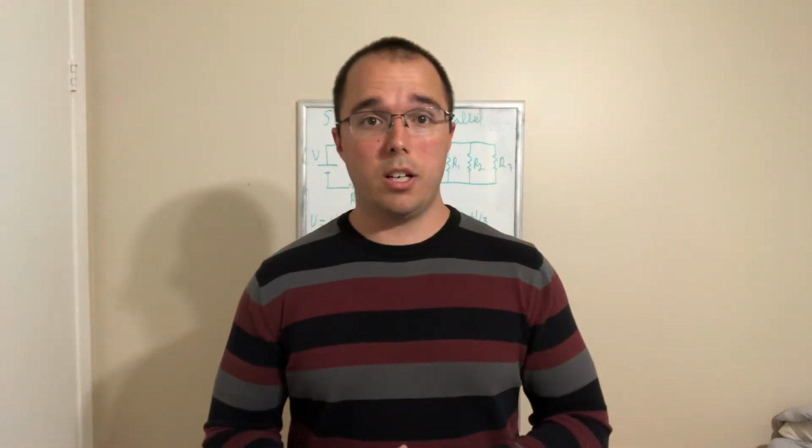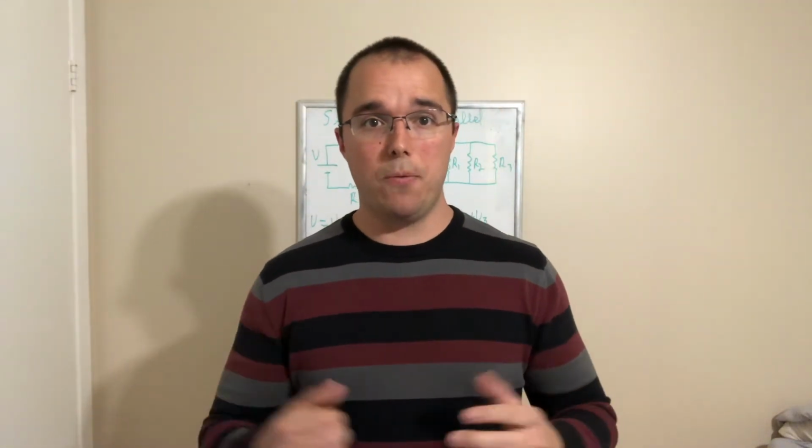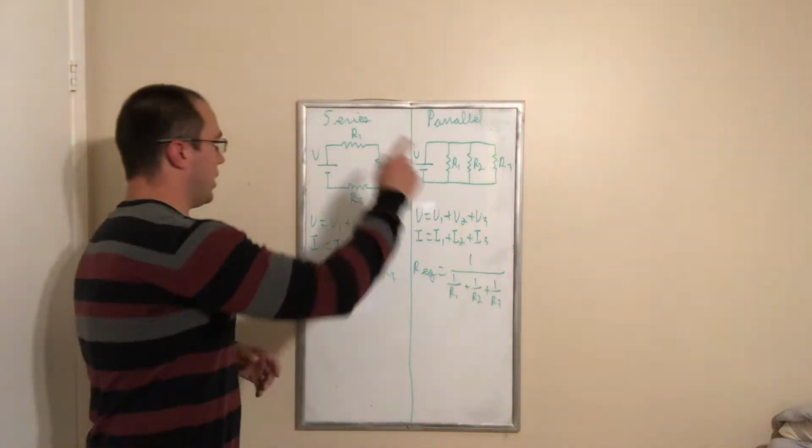Alright, this is the second video on the introduction to chapter 5. Now we're going to see how a series and parallel circuit behave. So we're going to have a look at the voltage in the circuit, the current in the circuit, and the equivalent resistance in both circuits. So first, let's have a look at this series circuit.